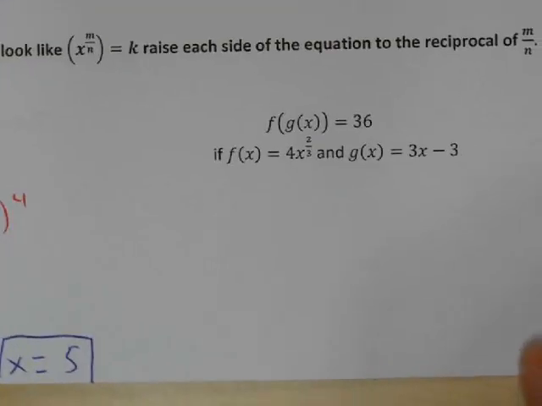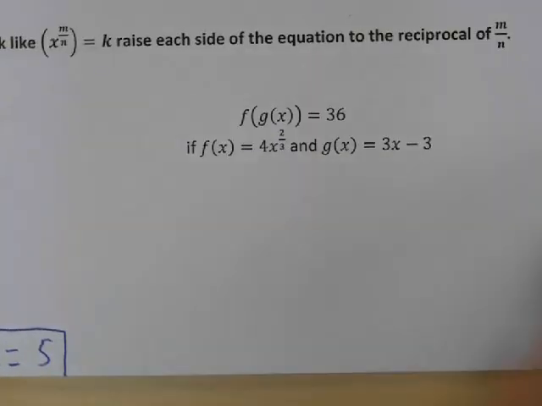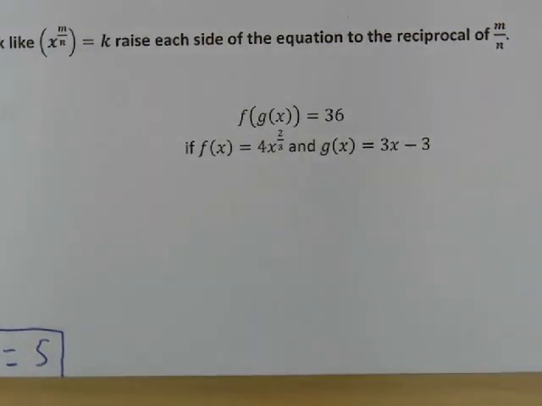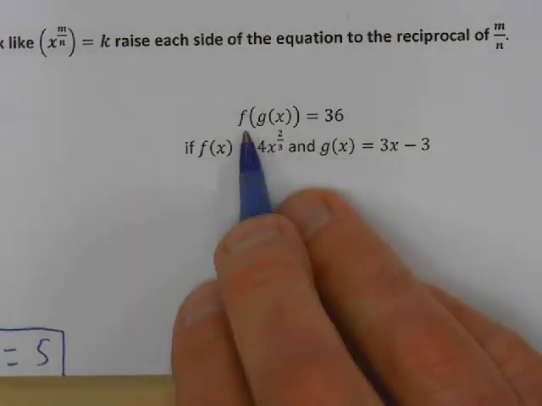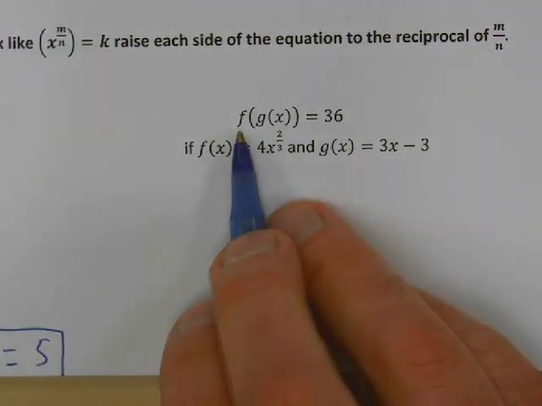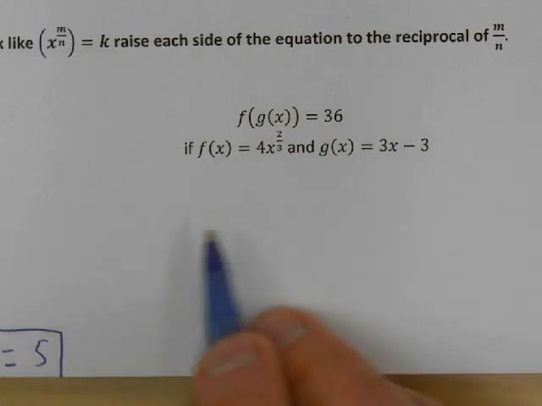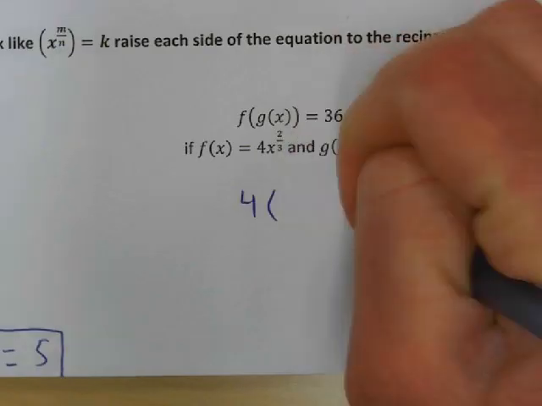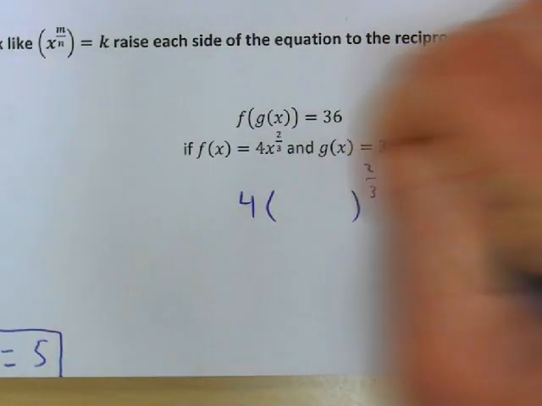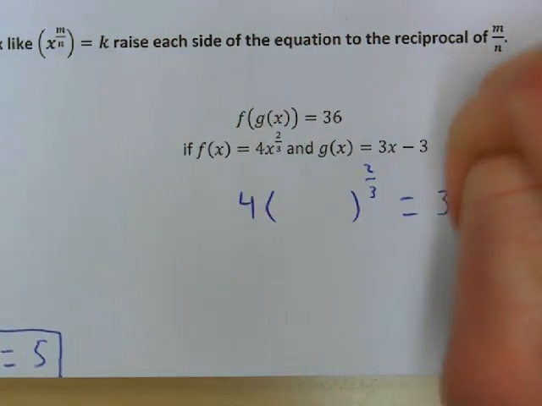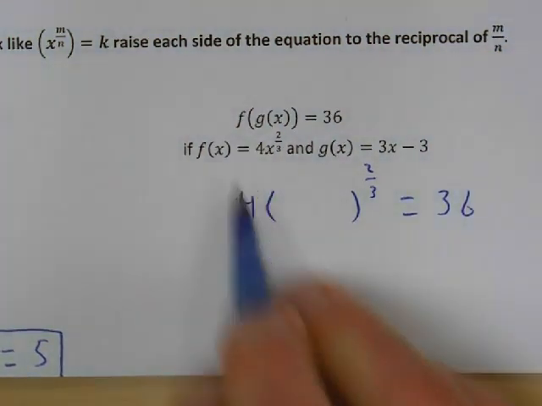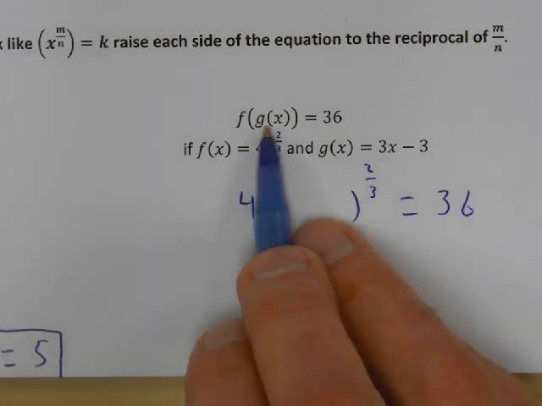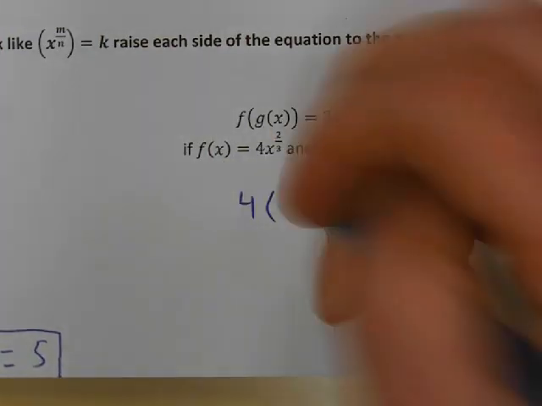All right, moving on. Last one on the front page. We want to solve f of g of x equals 36. Okay, so we got something equals 36, and then we need to figure out, well, what is f of g of x? Okay, so then in my function f, what is my function f? It's 4 times something to the 2/3 power. So we got 4 times something to the 2/3 power, and we know we're going to set that equal to 36. And then, again, what are we going to plug in for my function f? Instead of an x, we're going to plug in g of x, which is 3x minus 3.